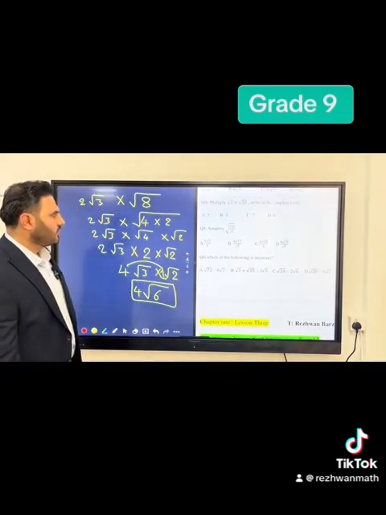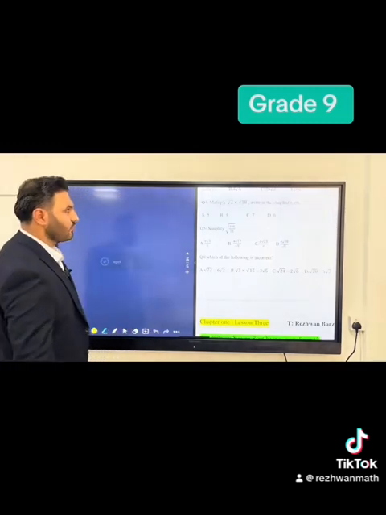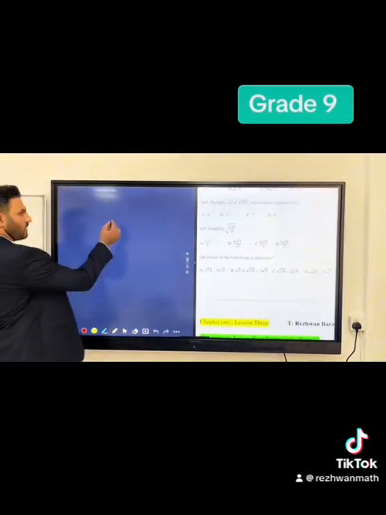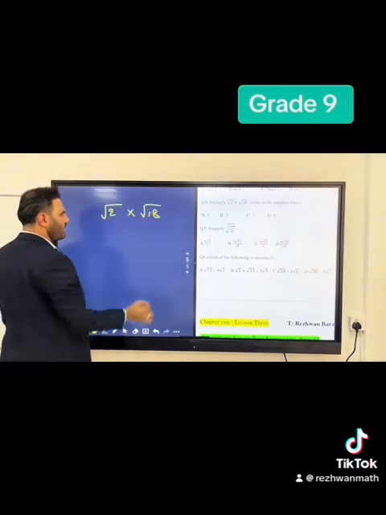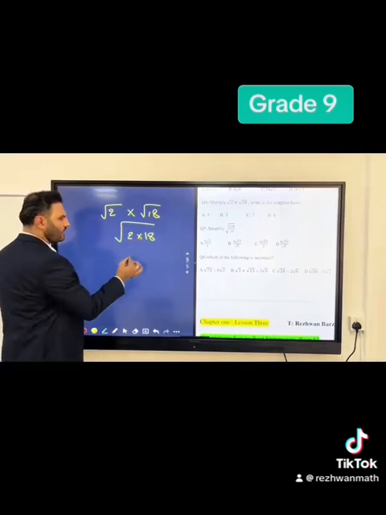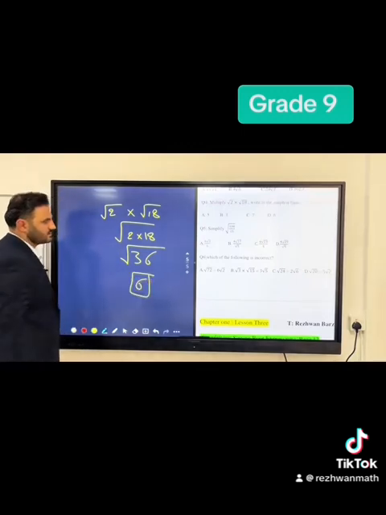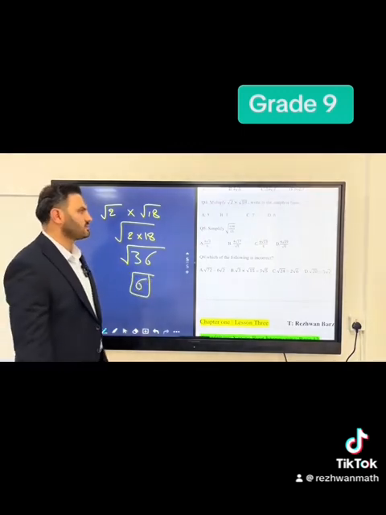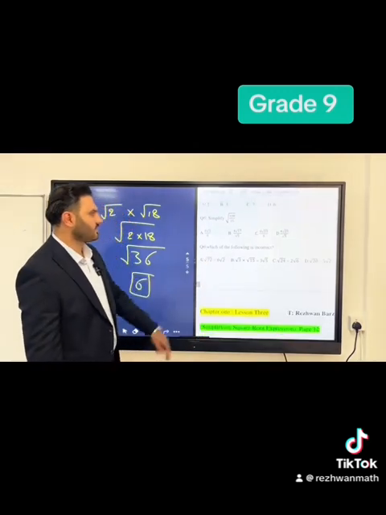Question 4. Multiply square root 2 times square root 18, written in simplest form, okay? Square root 2 times square root 18. Now we can join them into one square root. 2 times 18, we get what? We get 36. So the square root of 36 is 6. So the simplest form of square root 2 times square root 18 is 6. So D is the right answer.